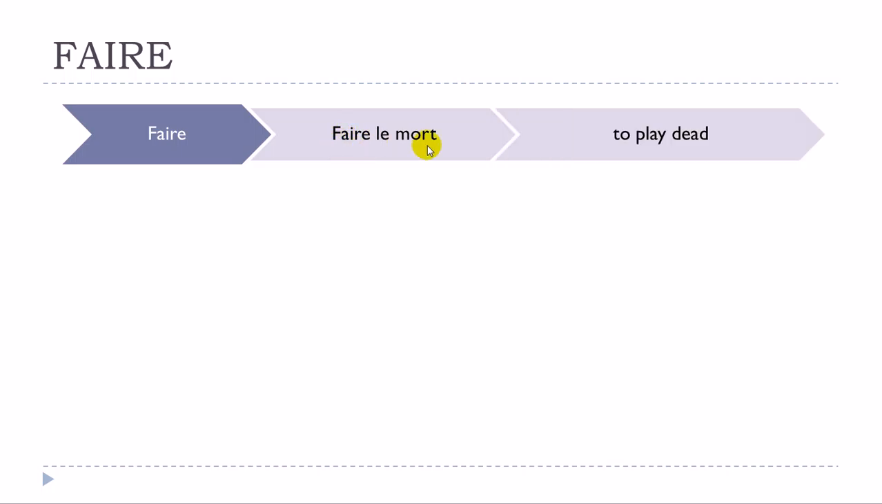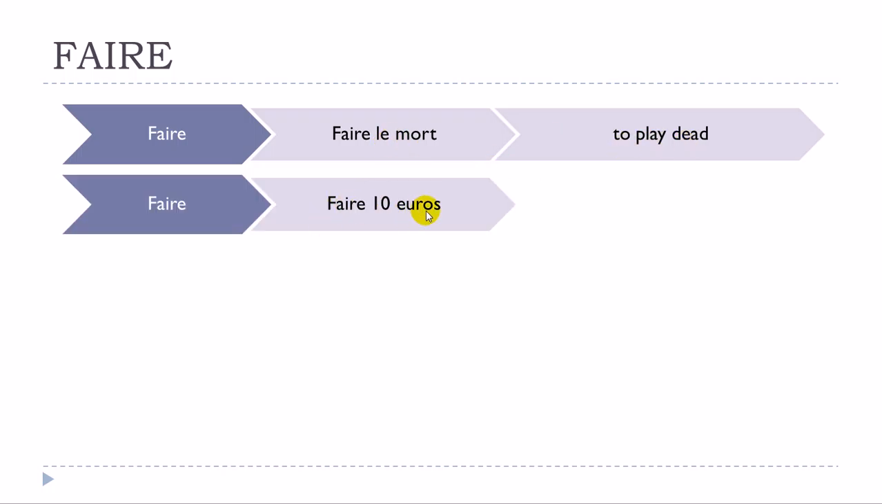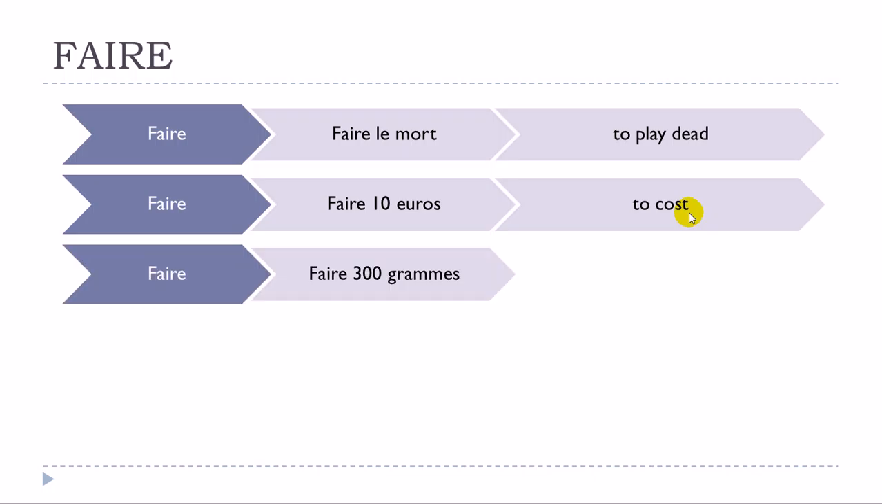Here, faire le mort, okay? To play dead. Faire le mort, so it could be faire le fou, faire something. So actually, you pretend to be something that you're not, okay? So in that case, faire le mort, to play dead. Faire 10 euros. It's quite interesting because we tend to use that quite often as well when you're talking about the price, so how much it will cost. Okay, so ça fait 10 euros. In that case, the translation would be to cost.